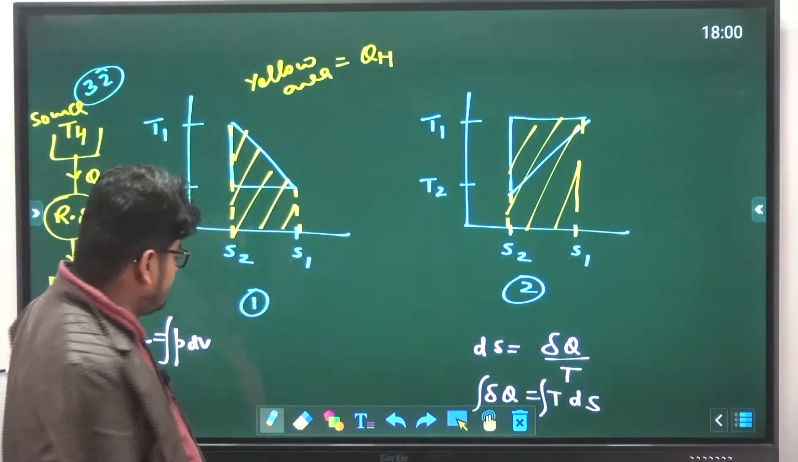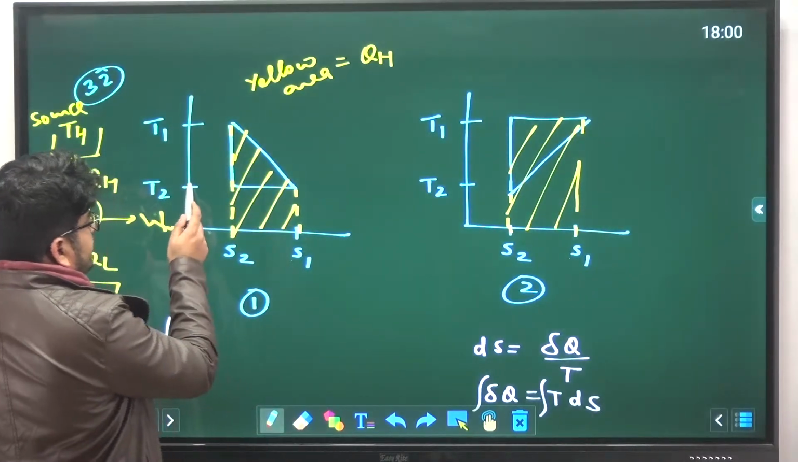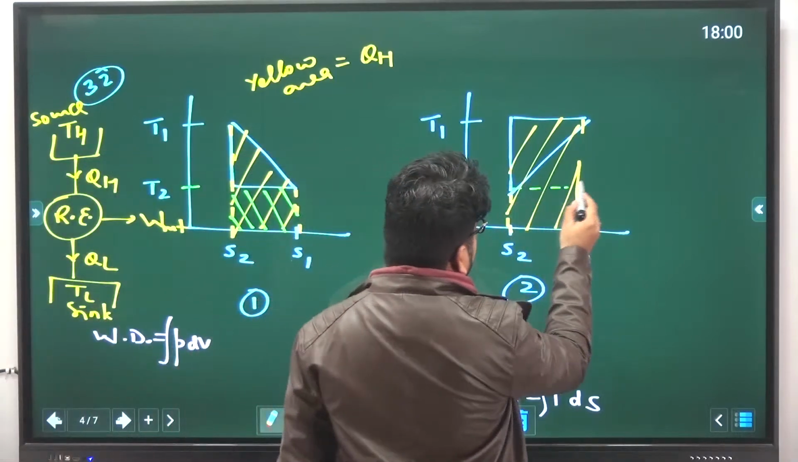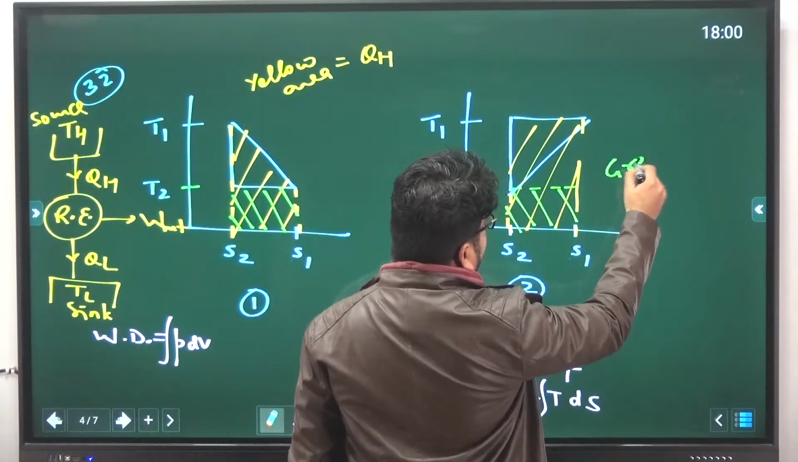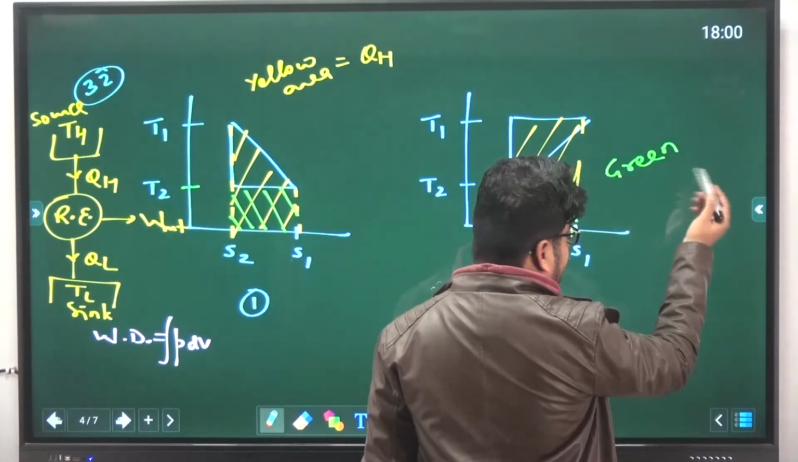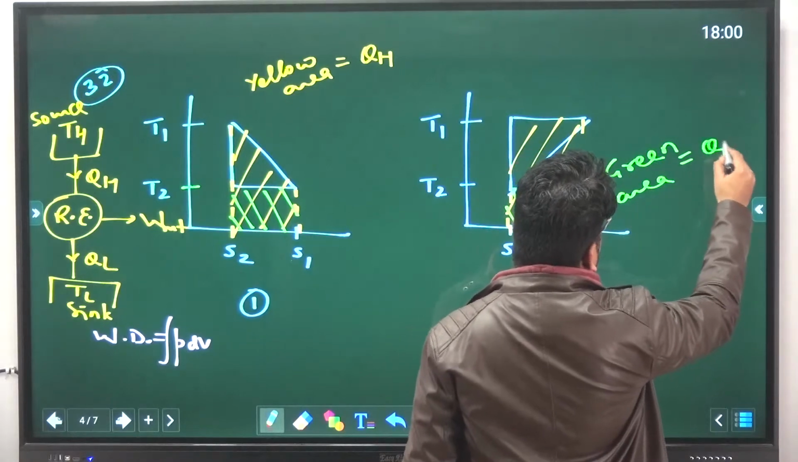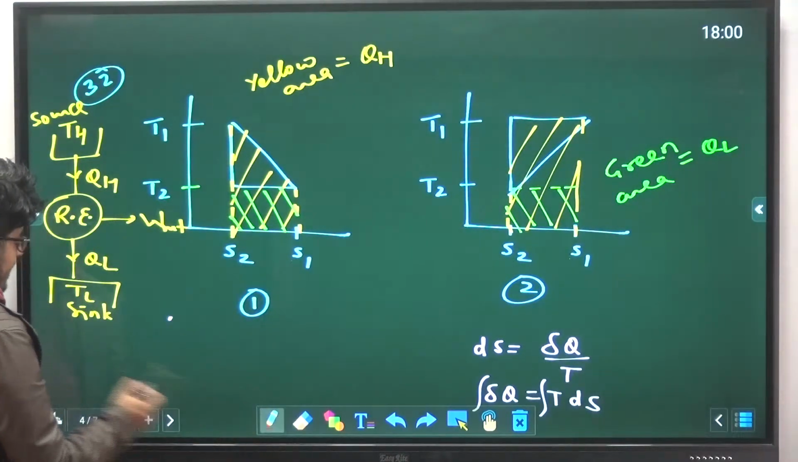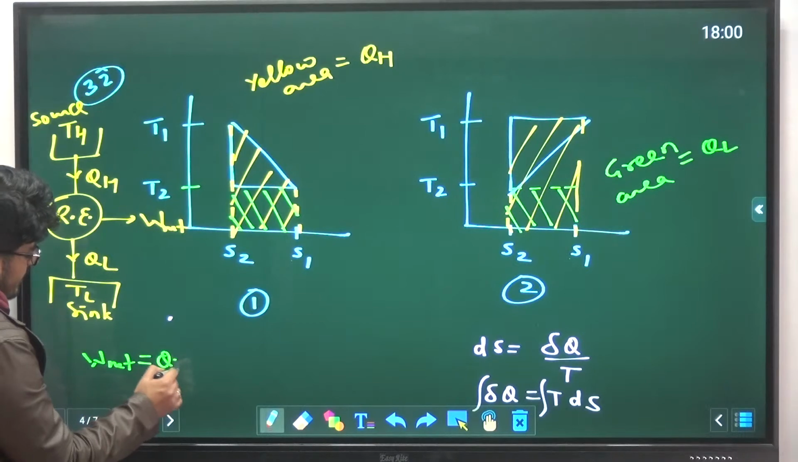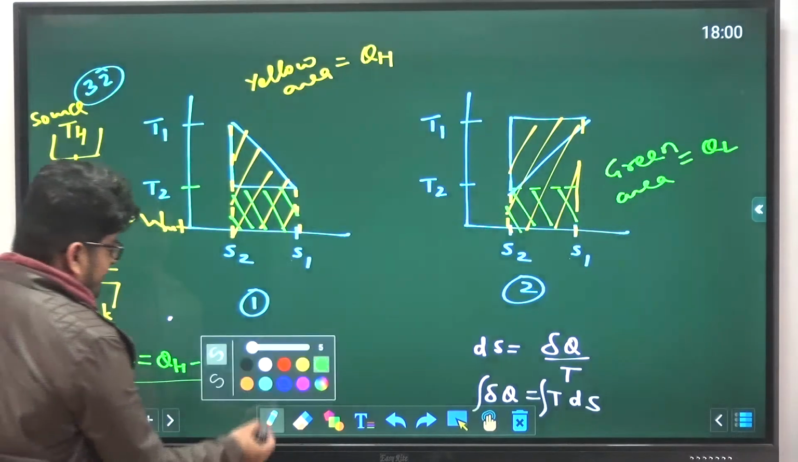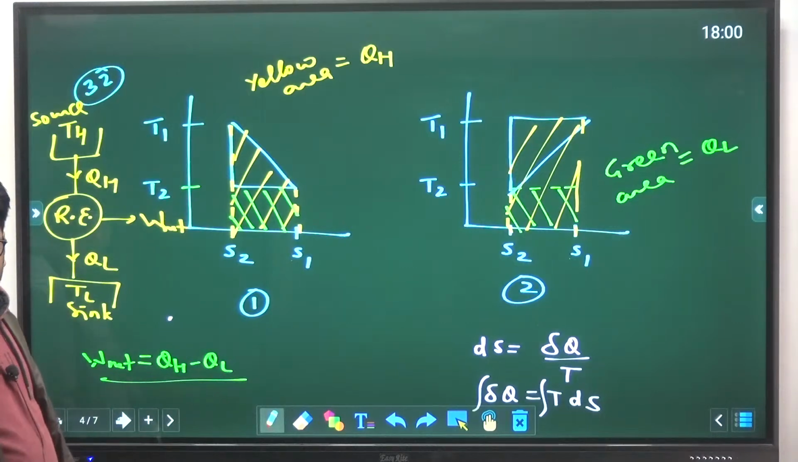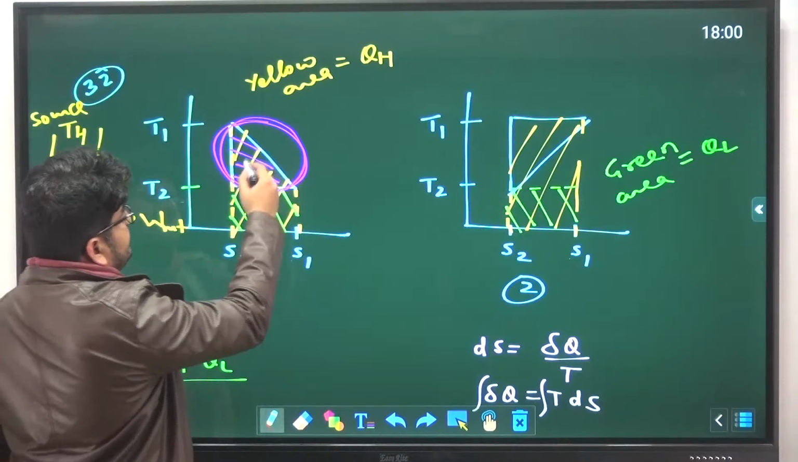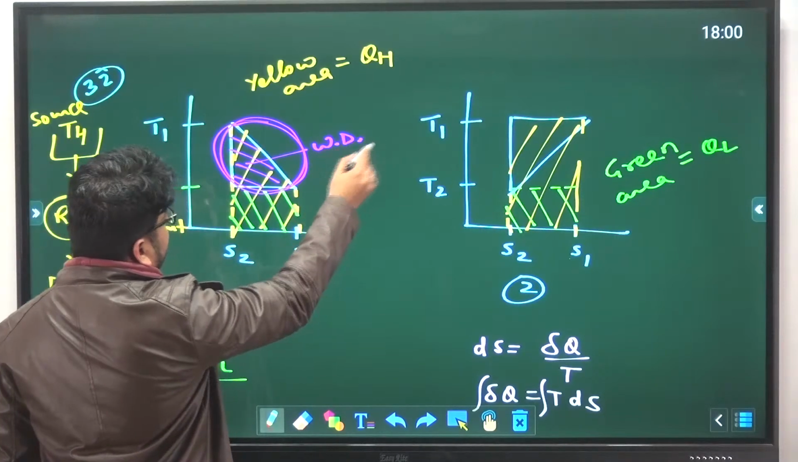Here it will be QH. And similarly, for the source, the area under the curve below the source temperature will give you the heat transfer to the sink, that you can say QL. And by the first law of thermodynamics, W net will be equal to QH minus QL. So if you subtract these areas, you will get only the area of this triangle, which will be nothing but equal to the work done, W net.